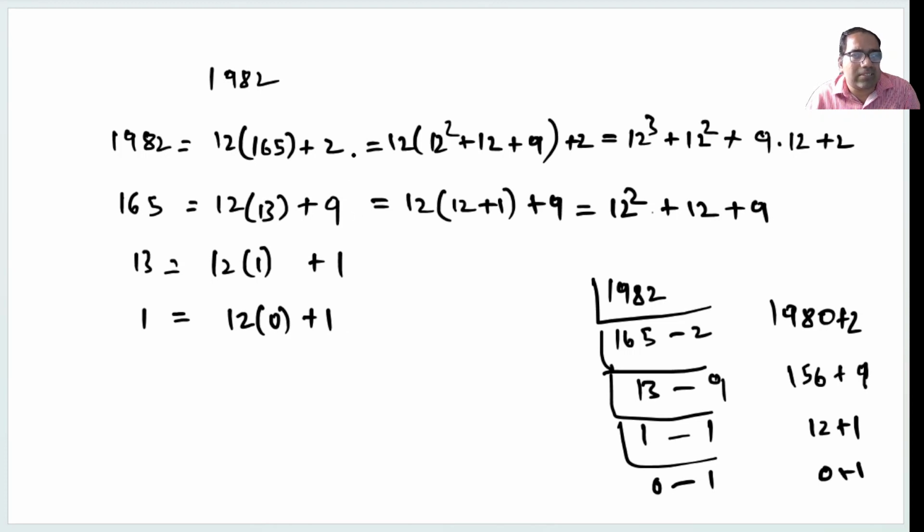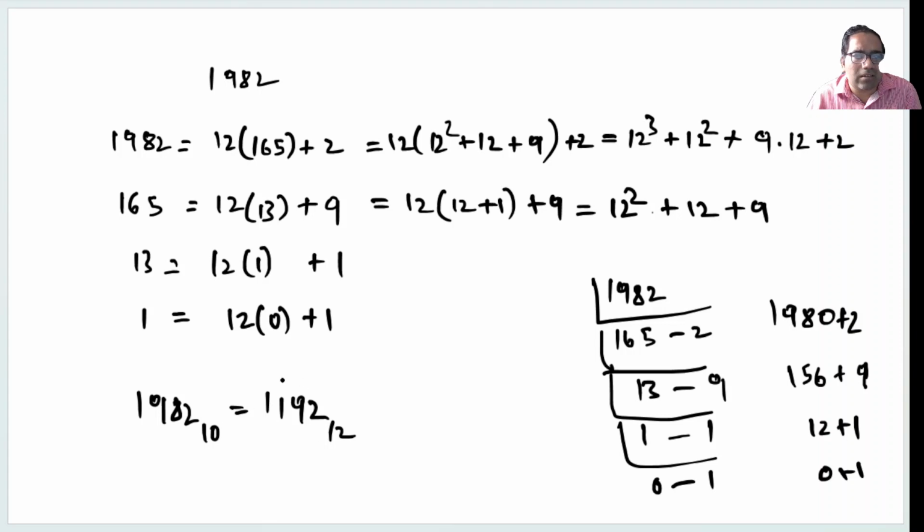What are these four numbers that we are getting, right? Going from bottom to up, 1192. This is base 12 notation. This is base 12 number. This is the base 12. 1982 in base 10 is equal to 1192 in base 12.